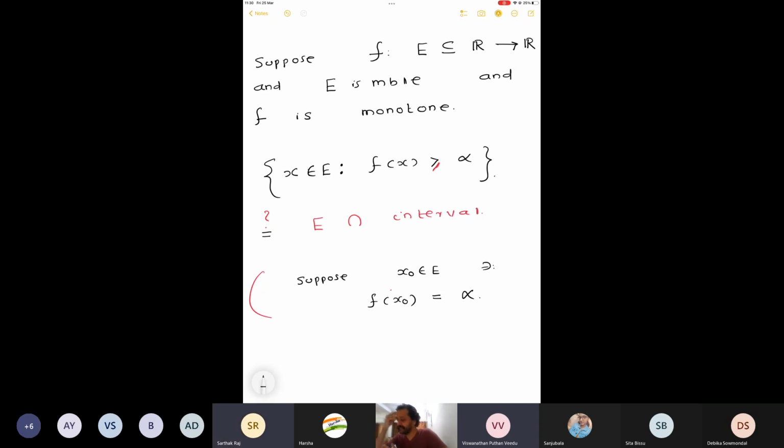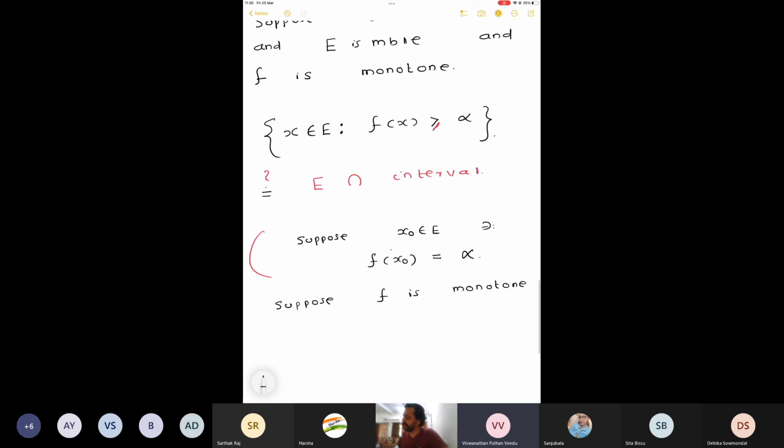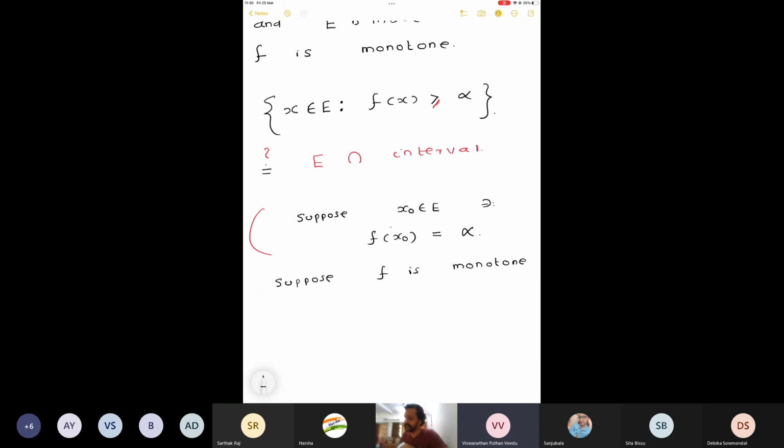We can assume f is a monotone increasing function, then we can prove it for a decreasing function too. That's okay, monotone increasing we can do. I'm just trying to write the solution from what you are saying. Since we are in online mode, it is difficult to understand what you are saying. Suppose f is monotone increasing.